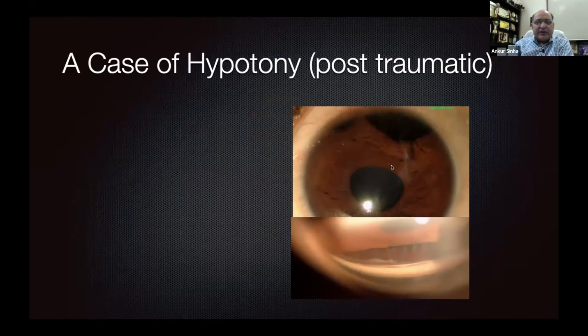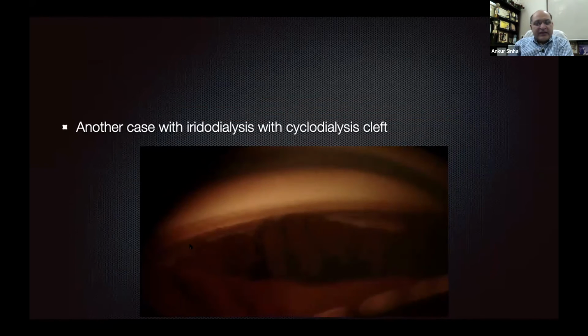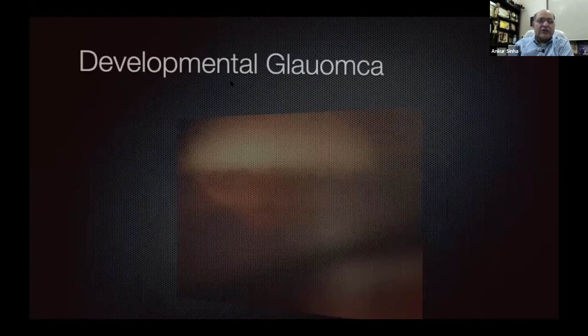Another case of post-traumatic hypotony, where the cause lies in the cyclodialysis in the inferior picture. We can see there is iridodialysis, but there is cyclodialysis in the pars plana area, which is the cause of low IOP. Another case where we again have a large iridodialysis with a cyclodialysis cleft causing low IOP in these pictures.